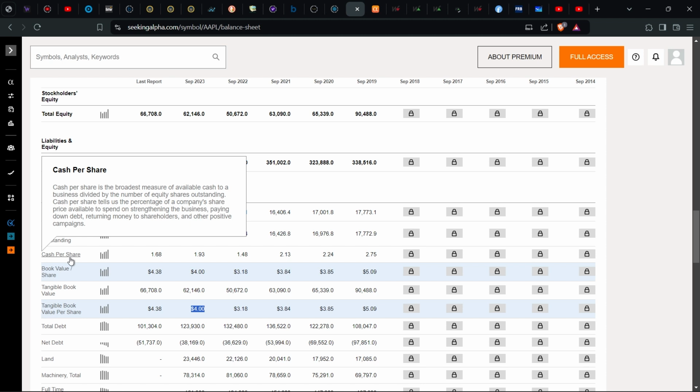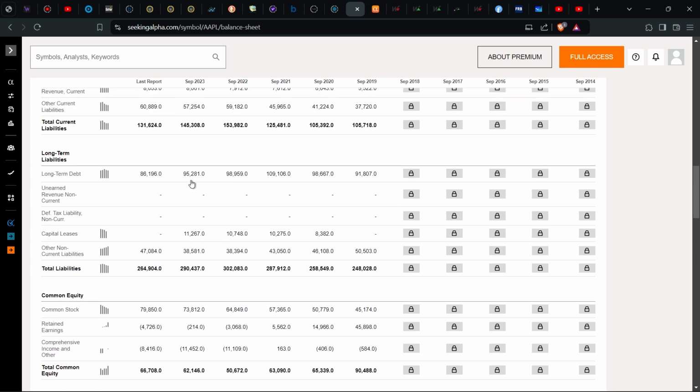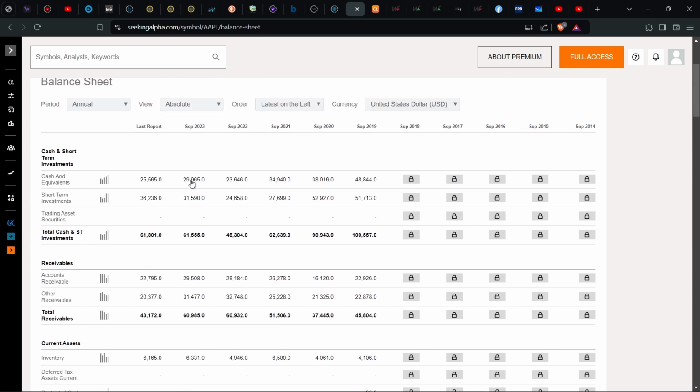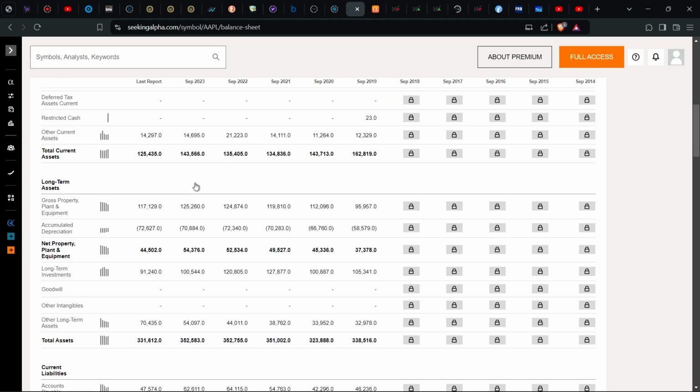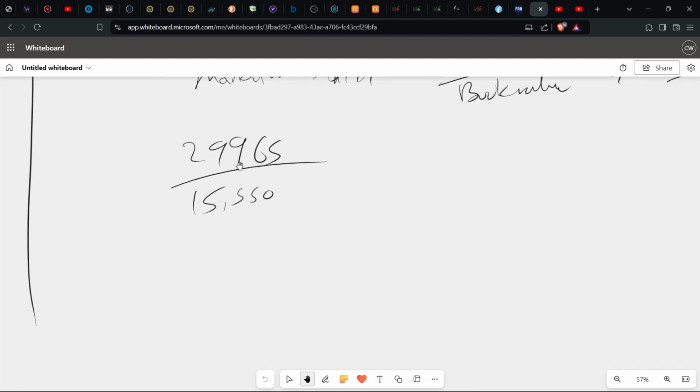The formula for calculating cash per share is already listed here. It's dividing the cash and cash equivalents by the total number of shares outstanding. So we're using 2023 numbers. We first have to take the cash and cash equivalents number. This is $29.9 billion. Let's write that somewhere, and then we divide that by this number, total common shares outstanding. 29,965 divided by 15,550. And the result you get is 1.927. This can be rounded up to 1.93.